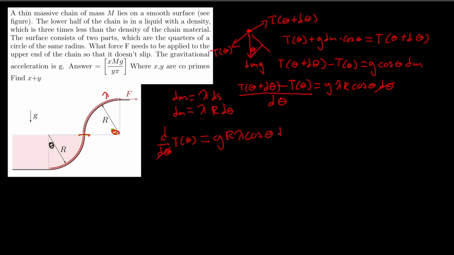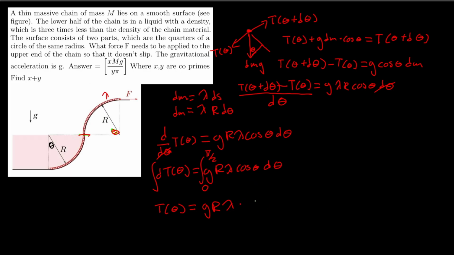Multiplying both sides by d theta, and then we take the integral of both sides. On this side, we will be integrating from theta equal to 0 to theta equal to 90 degrees, or pi over 2 radians, which gives us the tension of the top half of the rope as a function of theta is equal to g r lambda times the integral of cosine theta d theta, which is sine of theta, plus c. And we'll talk about the c in a second. Now I will erase this work above here so that we can have more room.